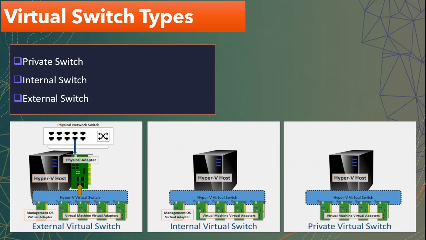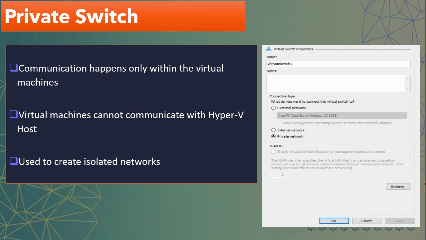In both other scenarios, in case of external and internal, our Hyper-V virtual machines were able to communicate with each other as well as with the Hyper-V host. But in case of a private switch, only the virtual machines can communicate with each other. They cannot communicate with the Hyper-V host. So that's why the private switch is mostly used when we need an isolated network where we don't want our virtual machines to be able to communicate with any other network or with our Hyper-V host. So that's how the private, internal, and external switches work in Hyper-V.